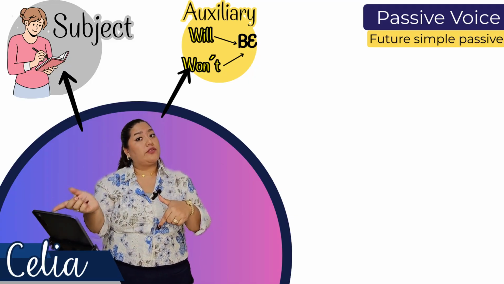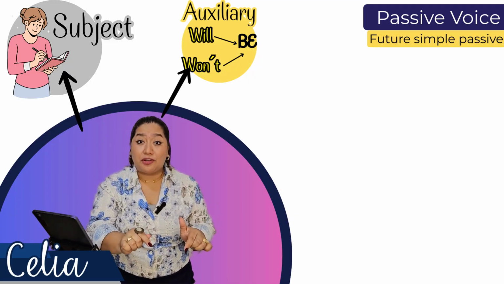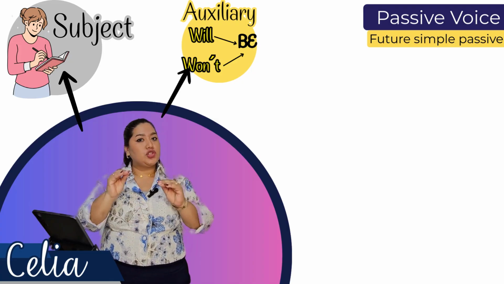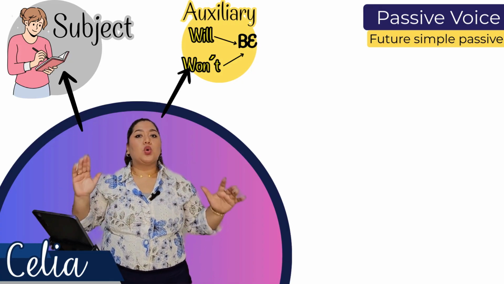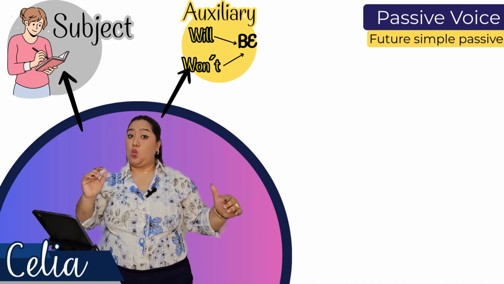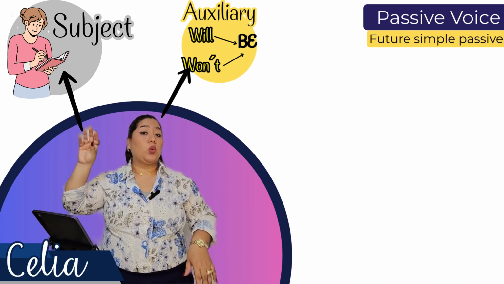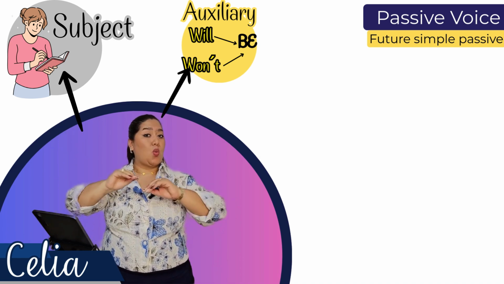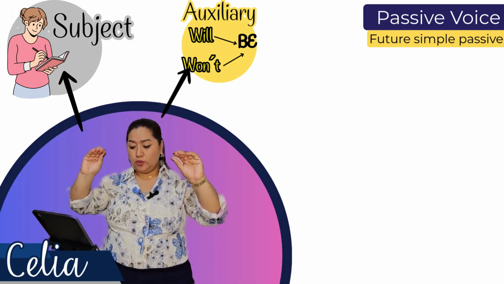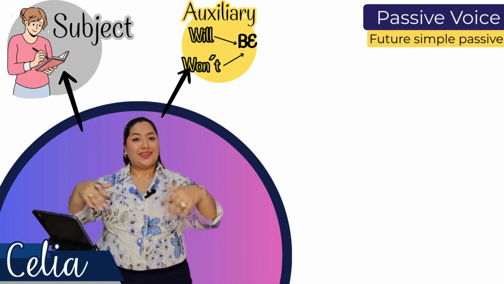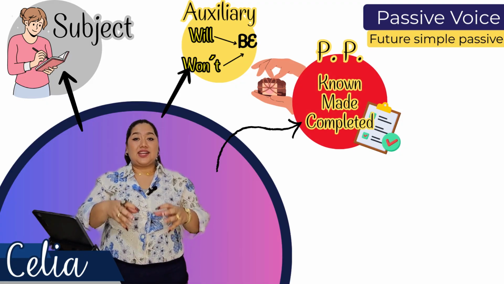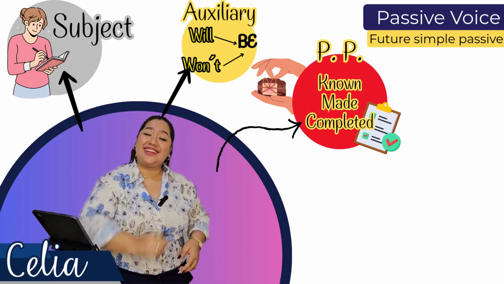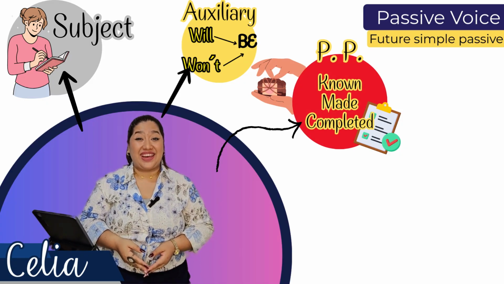Ordinary option, won't. But you need the verb be. And in this case, you're going to use it like that, be. My house will be. My house won't be. They will be. They won't be. Always will be or won't be. And then, yes, you need a main action. And this action is always exactly in PP, in past participle.